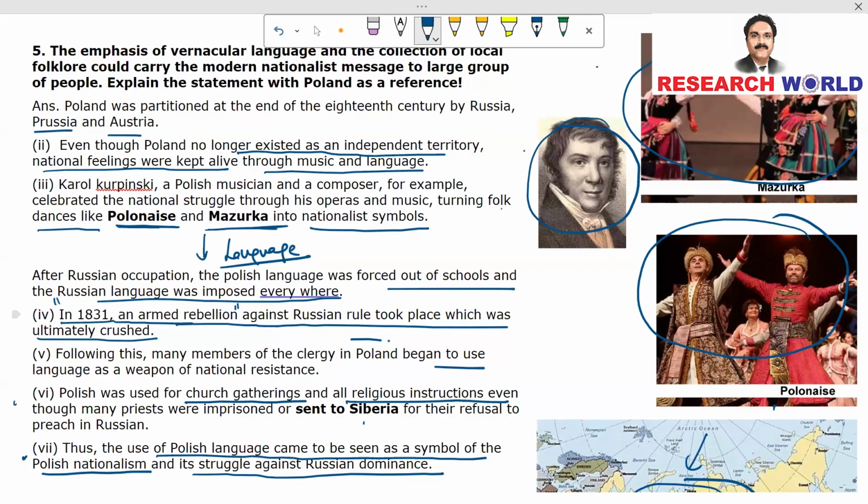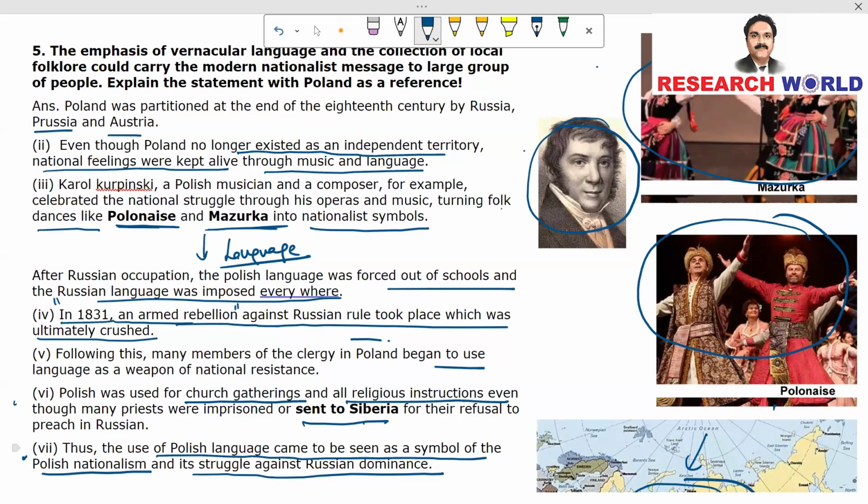Fourth point is armed rebellion, even though failed, but the outcome was it invoked some kind of nationalism among the church clergy. All right, and they decided to use language as the weapon, and they used this weapon in church gatherings, and for that they faced imprisonment, or even some people were sent to Siberia. So Siberia is another peg word or catch word you can use.